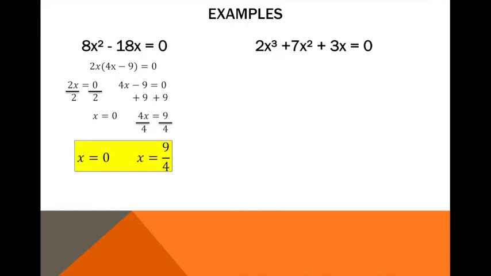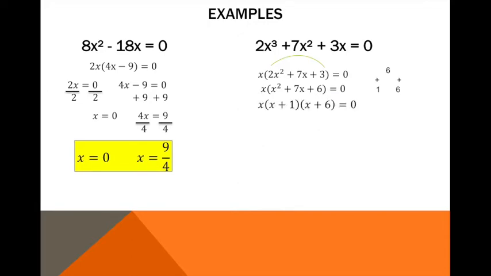Okay, so for this one I can factor out an x. So this becomes 2x squared plus 7x plus 3. Now I need to multiply a times c. So 2 times 3, which is 6, and replace the c with that number and a with 1. So now I need to find two numbers that multiply together to equal 6, but add together to equal 7. So 1 and 6. I'm going to now bring down my a, 2. Reduce and bring the a to the front.